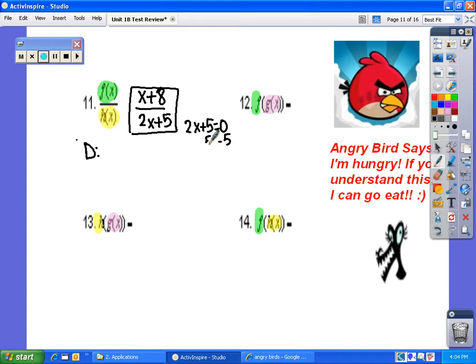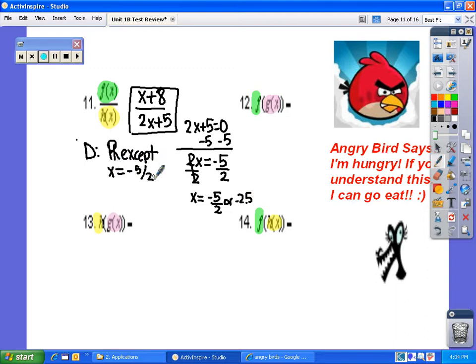Do a two-step equation by subtracting 5 and dividing by 2. So that means that x is equal to negative 5 over 2, or negative 2.5. So your domain would be all real numbers except x equals negative 5 over 2, or you can use the symbol of x such that x cannot equal negative 5 over 2.